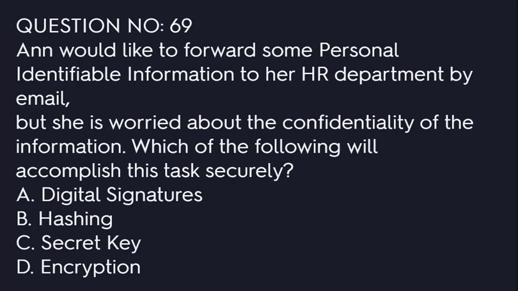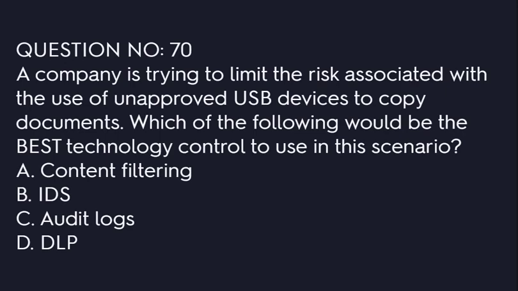Question no. 69. Anne would like to forward some personal identifiable information to her HR department by email, but she is worried about the confidentiality of the information. Which of the following will accomplish this task securely? A. Digital signatures. B. Hashing. C. Secret key. D. Encryption. D. Question no. 70. A company is trying to limit the risk associated with the use of unapproved USB devices to copy documents. Which of the following would be the best technology control to use in this scenario? A. Content filtering. B. IDS. C. Audit logs. D. DLP. D.